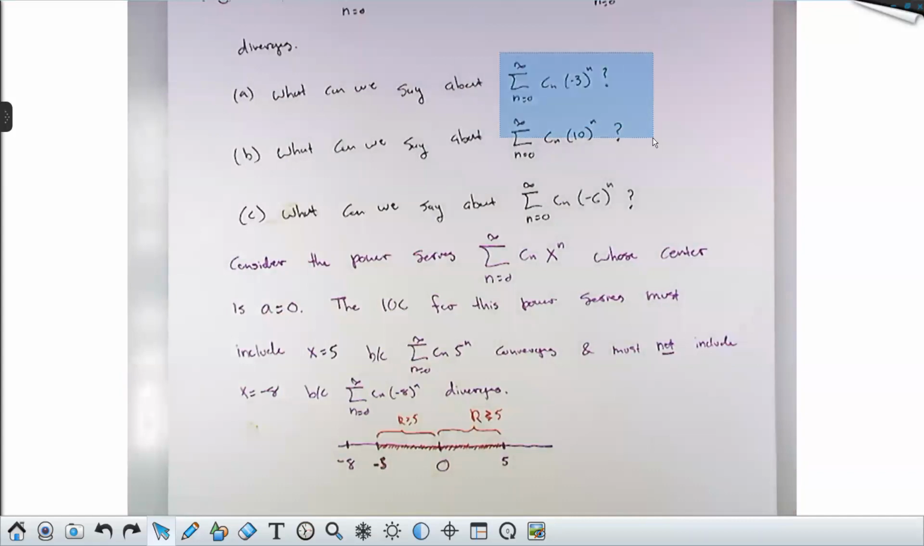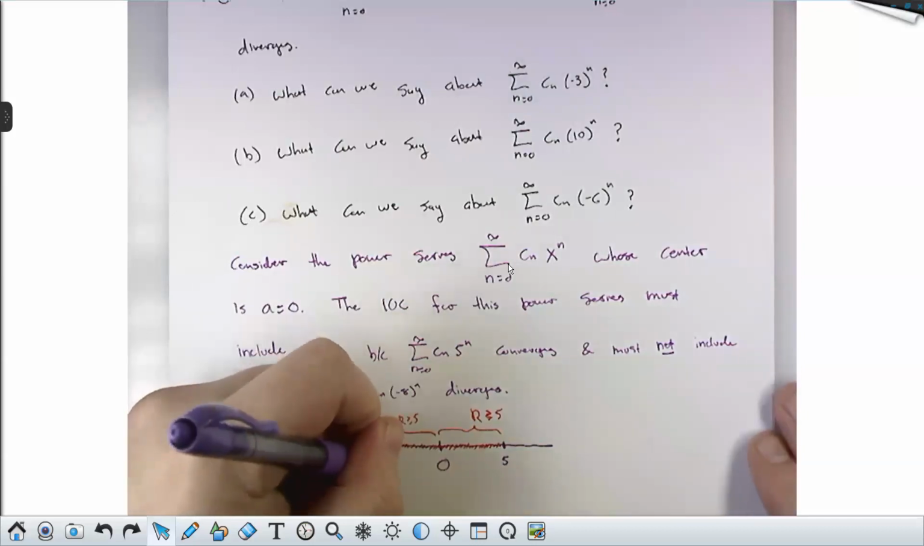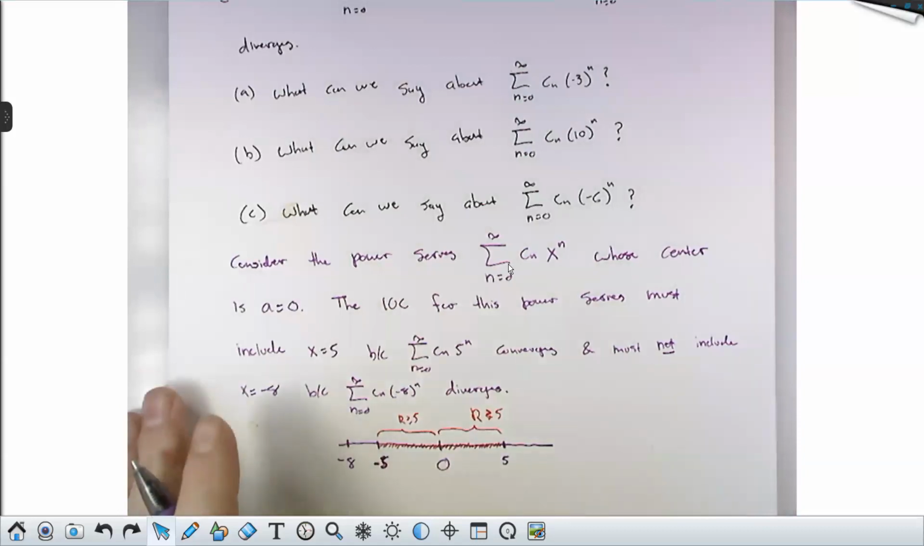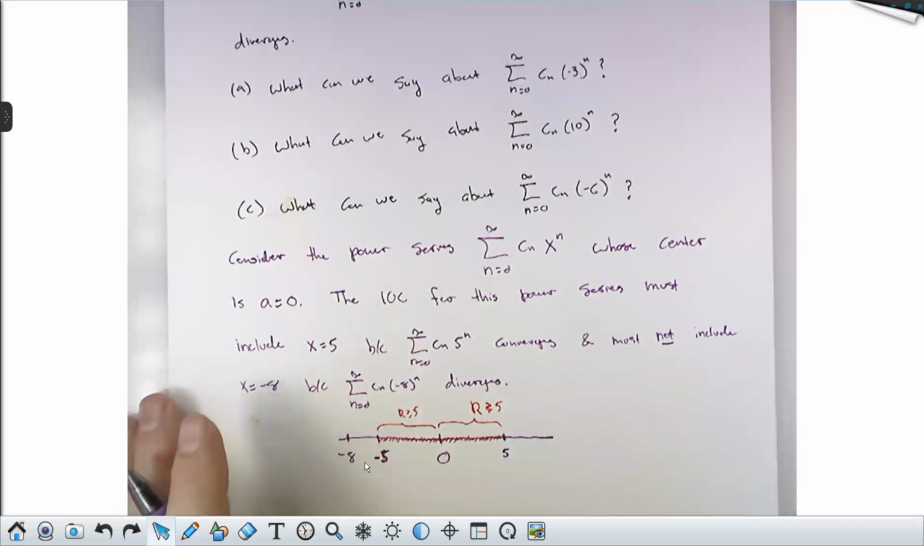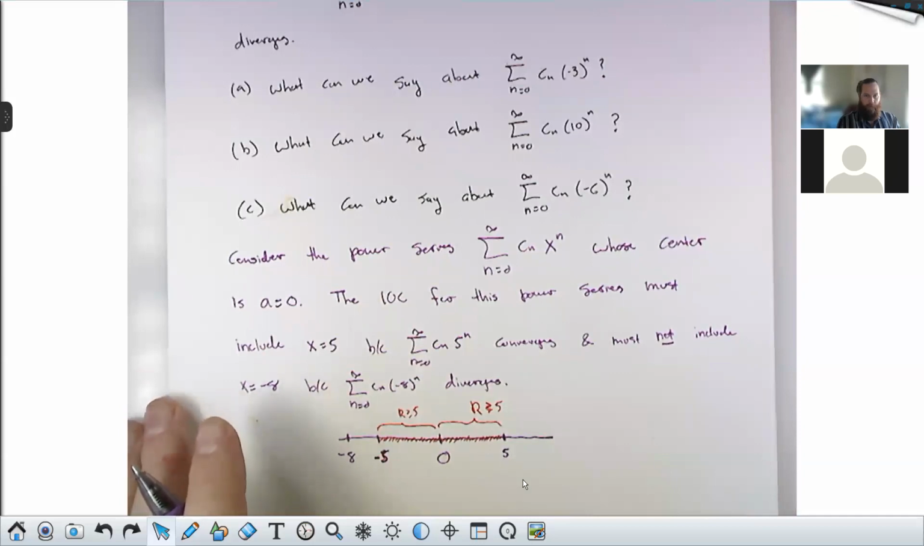So let's think about this one for a minute. The series in A, is it convergent or divergent, and why? This one, convergent or divergent? Very good.